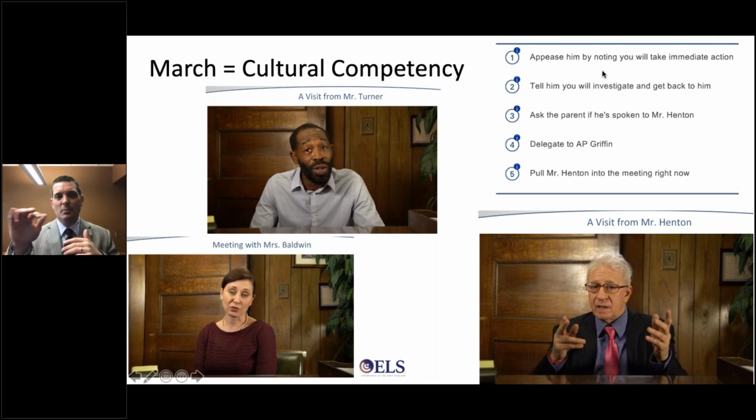So, here's another example. There are five choices. One, appease Mr. Turner by noting you will take immediate action. Bad answer. Two, tell him you will investigate and get back to him. Three, ask the parent if he's spoken to Mr. Hinton. Four, delegate to your assistant principal, Griffin. Or five, pull Mr. Hinton into the meeting right now. And that sets off the room. Just talk about what they would do and why.